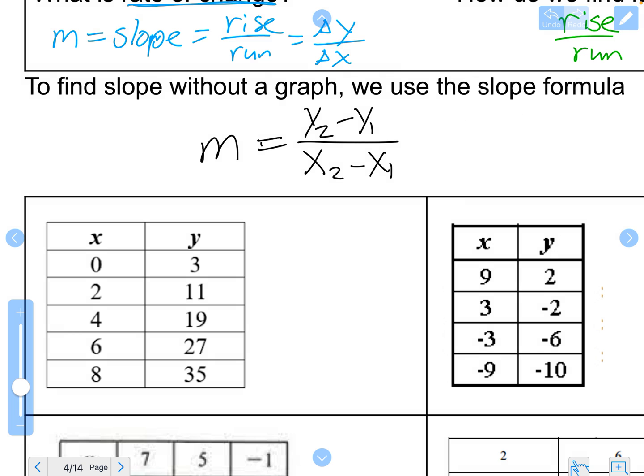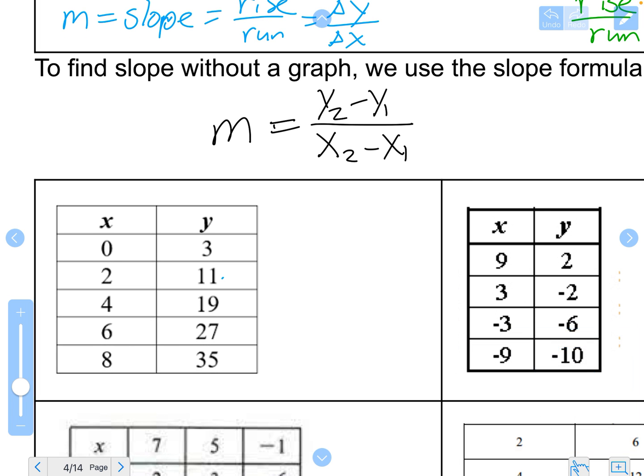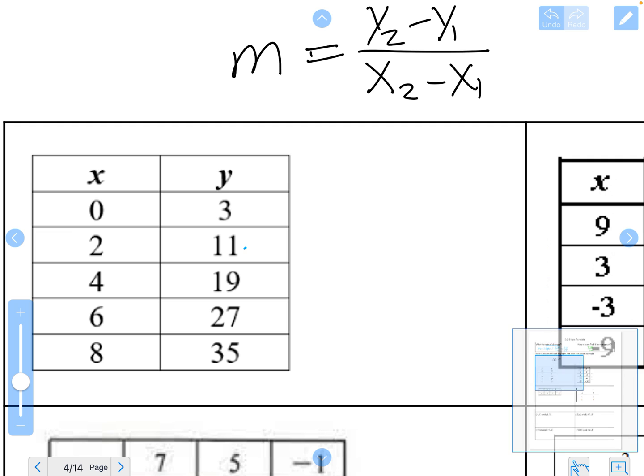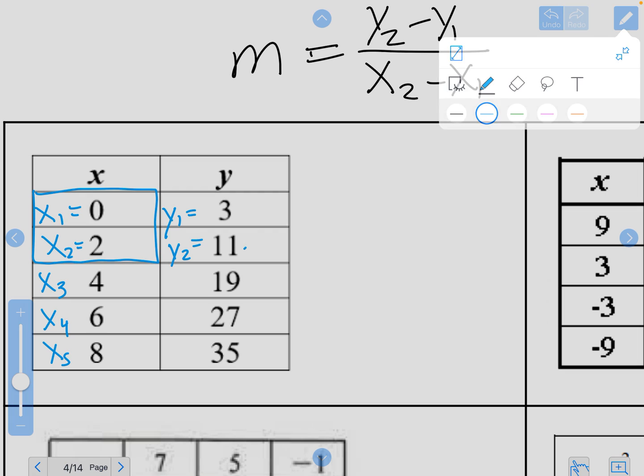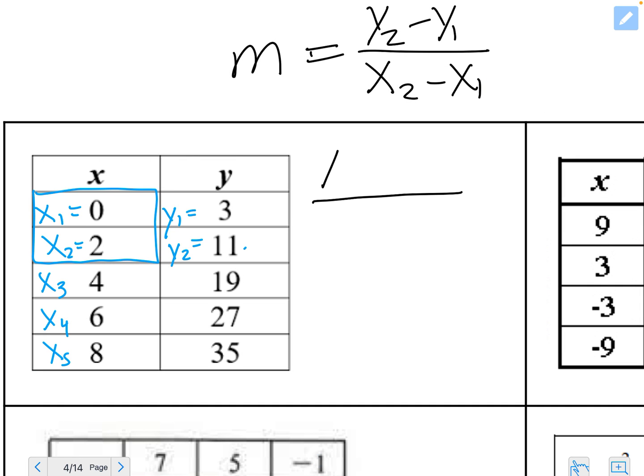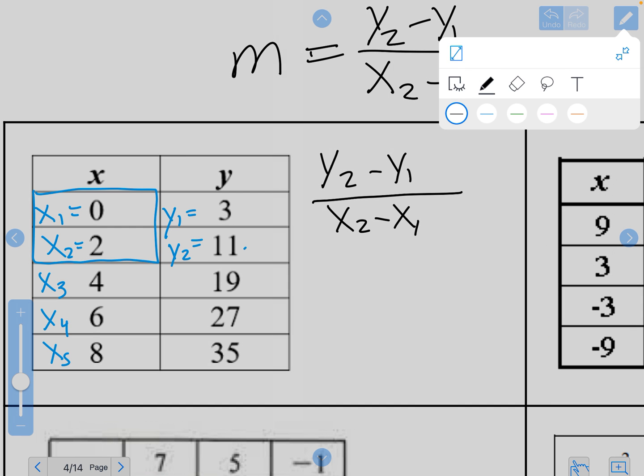When we're given a table or a chart, we always want to label. So the first x value I'm given is x1. The second x value I'm given is x2, x3, x4, x5, and so on and so forth. We really only need the first two, but you can label them all if you need to. So y1, y2, and now all we need to do is plug them into our formula. So again, it's y2 minus y1 over x2 minus x1.